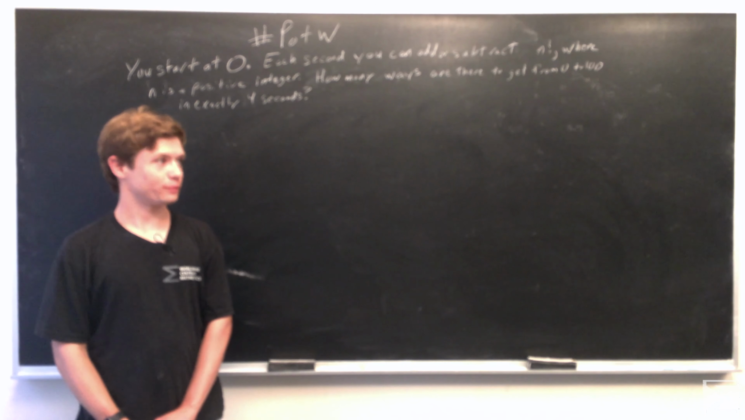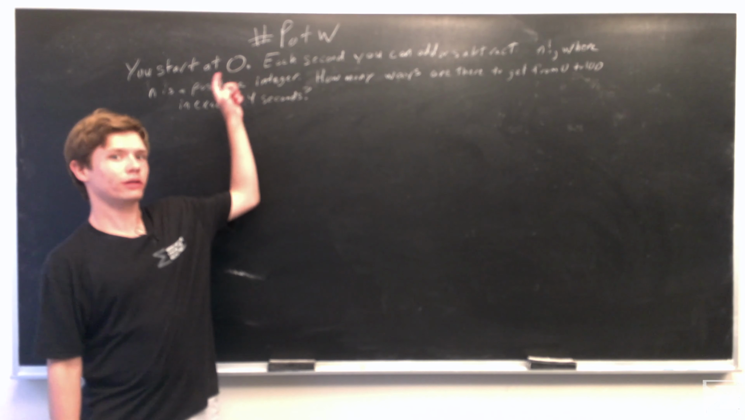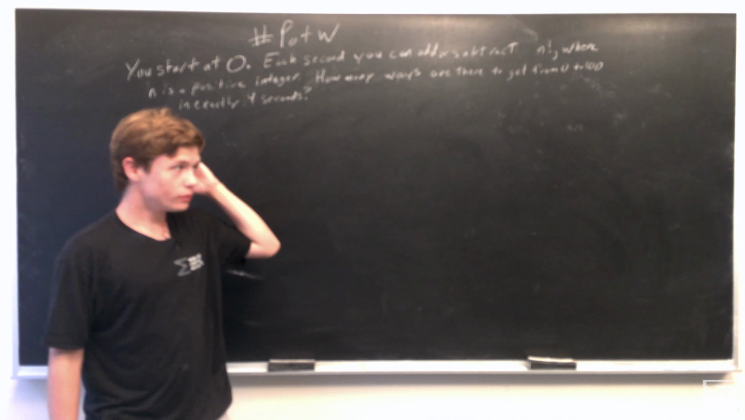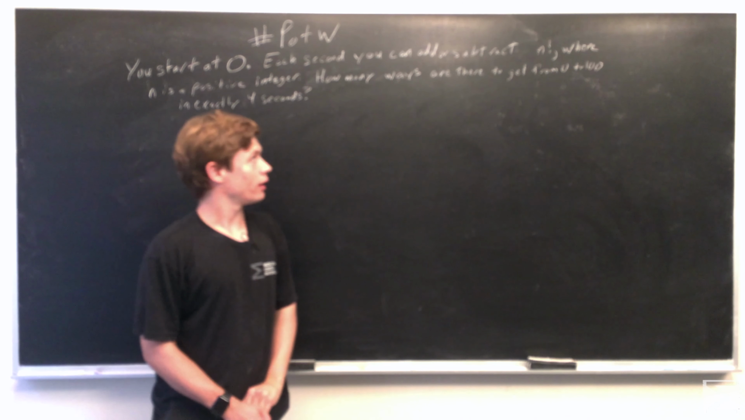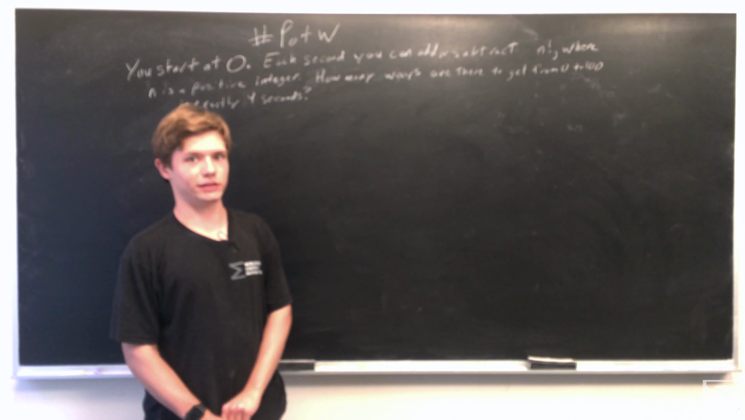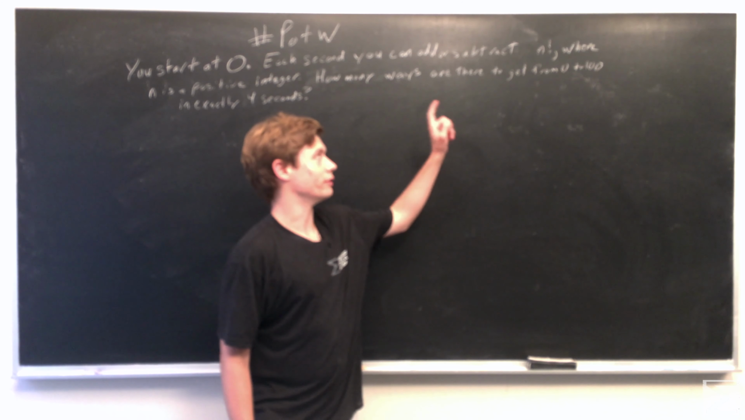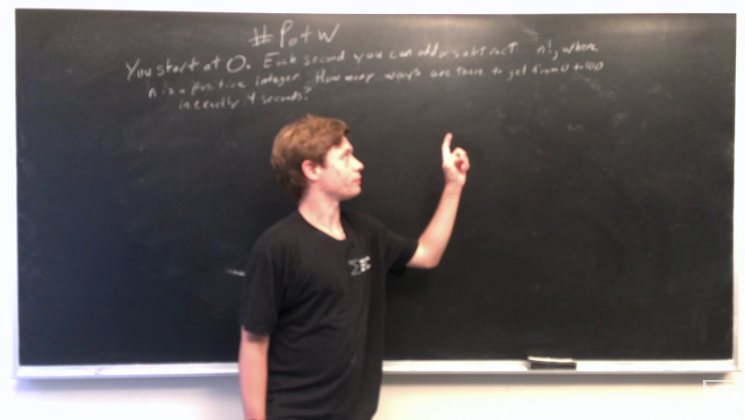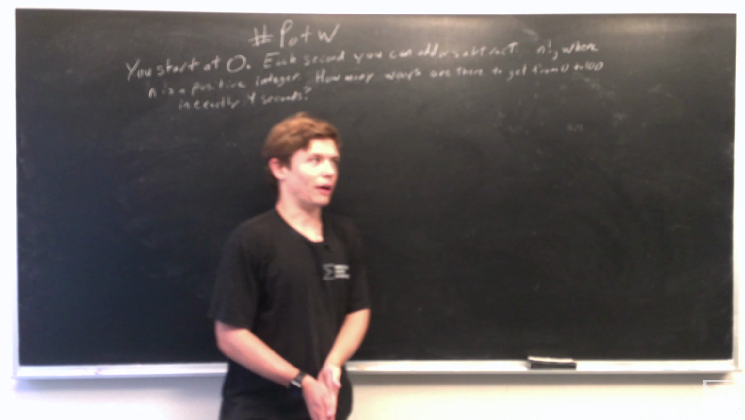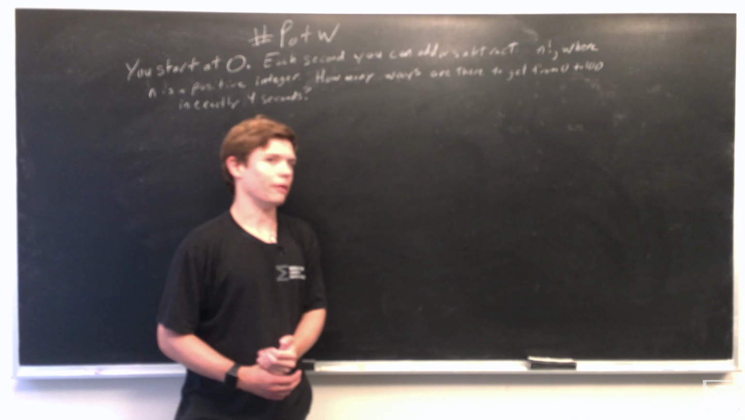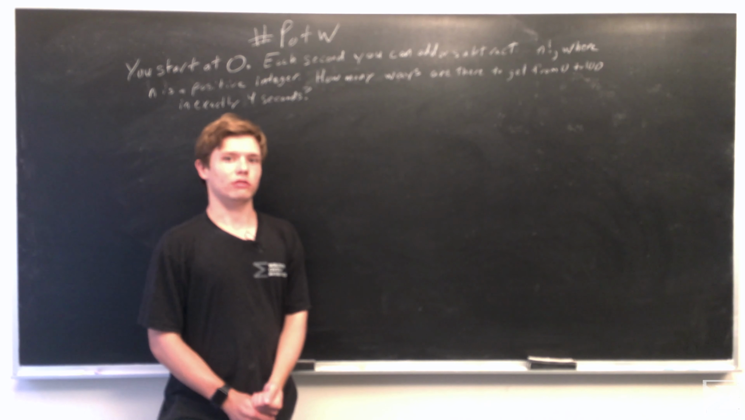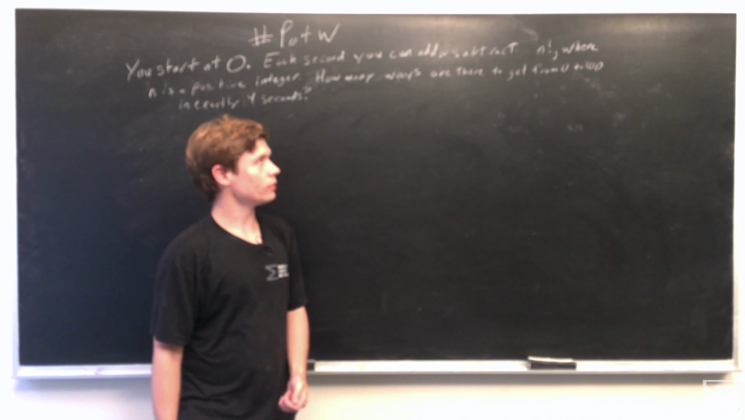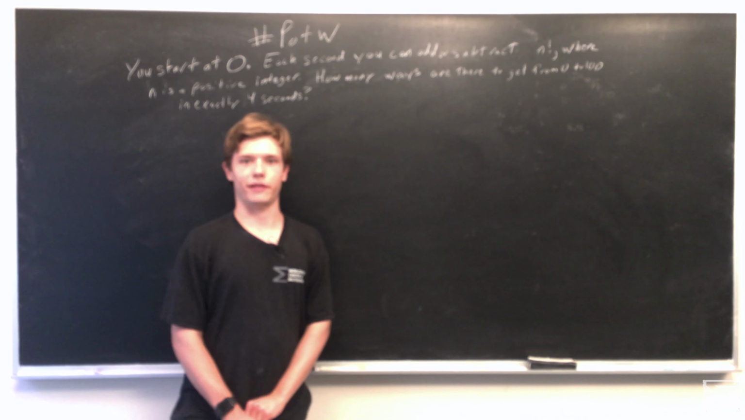So in this problem, we're starting at 0. We want to get to 100 in 4 seconds. In each second, we're allowed to take a step on the condition that we're adding or subtracting a value of n factorial, where n is a positive integer. So we need to figure out how we can get from 0 to 100 in 4 steps, where each step we're either adding or subtracting some value of n factorial.